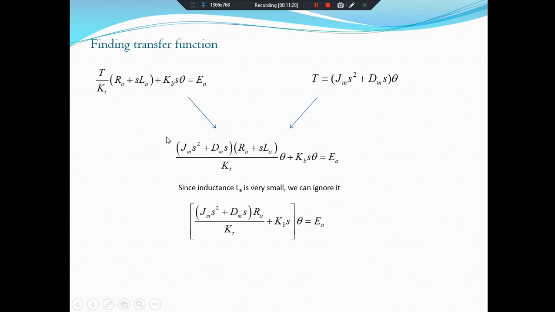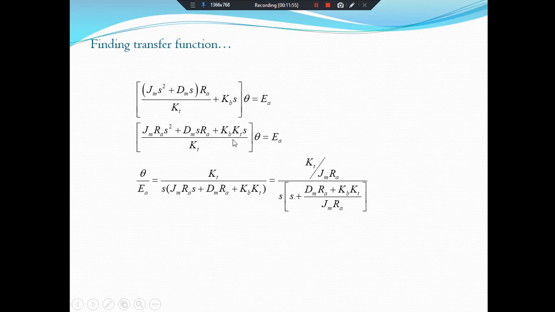Clear? It's simple. We simply put the value of T. This theta comes from the value of T. Now both terms are in terms of theta. We have taken theta common, and the rest of the terms will be written in the bracket. The rest is the mathematical equation. We will solve the terms inside the bracket by taking KT below all the terms, and multiplying KT with the terms Kb s. We will get this equation, and the value of theta by Ea, meaning the output in terms of angular displacement by the applied voltage, is equal to KT by s times Jm Ra s plus Dm Ra plus KT Kb.